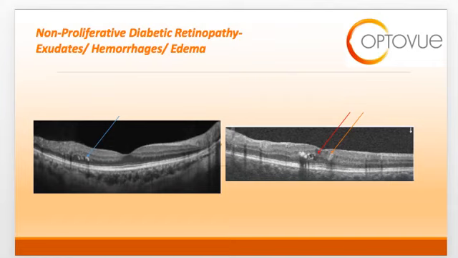We also commonly see intraretinal hemorrhages and edema. The red arrow on the right is pointing at a hyporeflective space correlating with a serous pocket of fluid, again a result of leaking blood vessels. The orange arrow is pointing to an intraretinal hemorrhage. It's important to note that both exudates and hemorrhages will appear hyperreflective on the OCT.